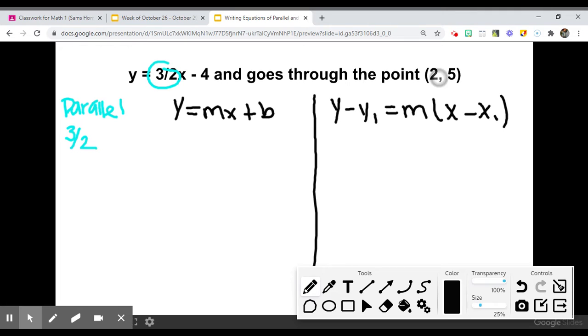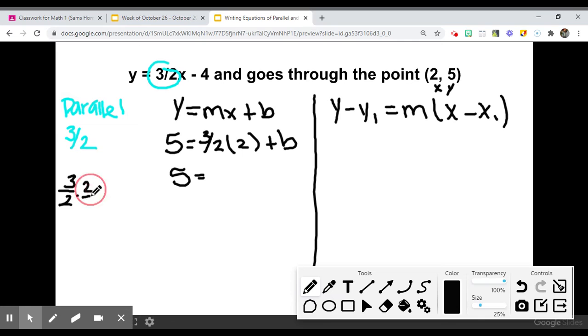So here I have an x and I have a y. My y value is 5 because today the line is going to go through a specific point. Our m value is 3 over 2 because it has to be the same, since this one is going to be parallel. And then my x value is 2, plus b. The math here is 3 times 2, because if I was to multiply a fraction, this is what it would look like. 3 times 2 is 6, and then divided by that 2 would be 3, plus b.